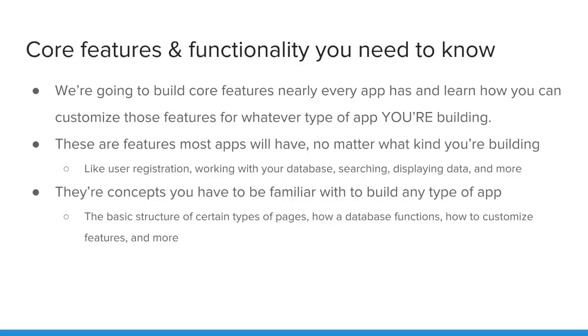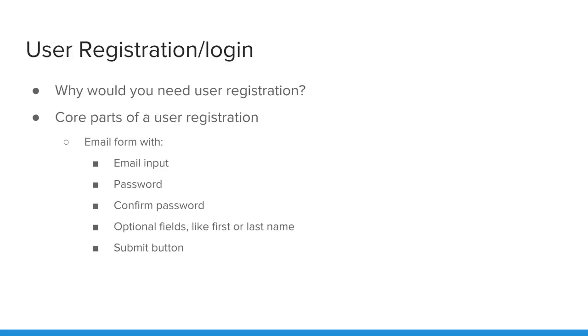These are the core types of features that are really going to be the foundation for building an application. I'm just going to show you general structures that are required to build an application so you can start to get comfortable with it. All right, so let's start with the first one. We're going to talk about user registration.